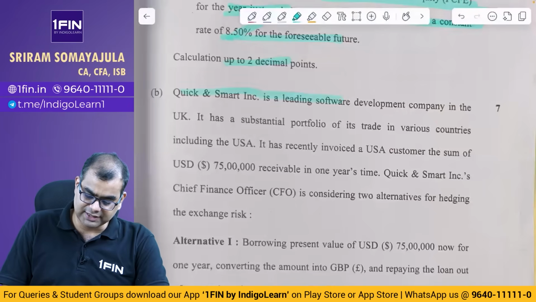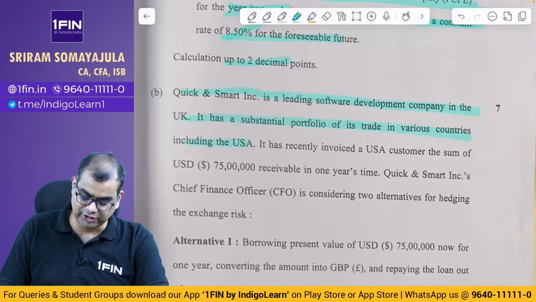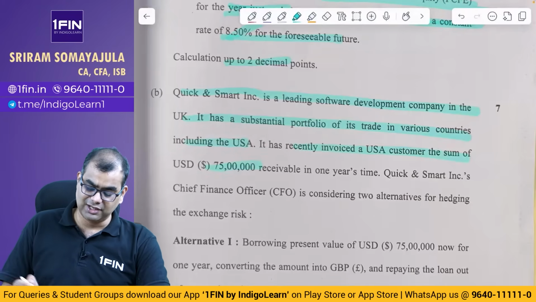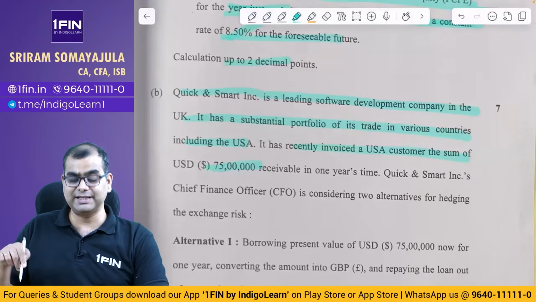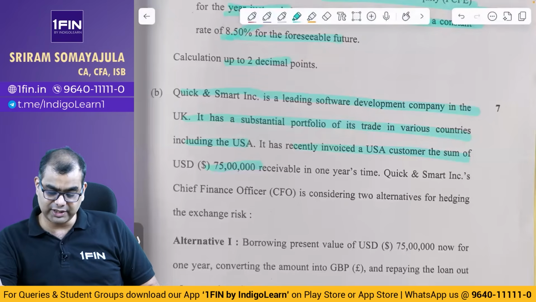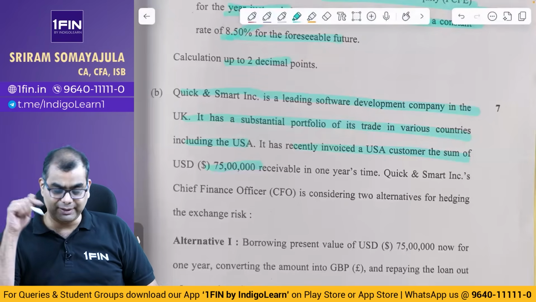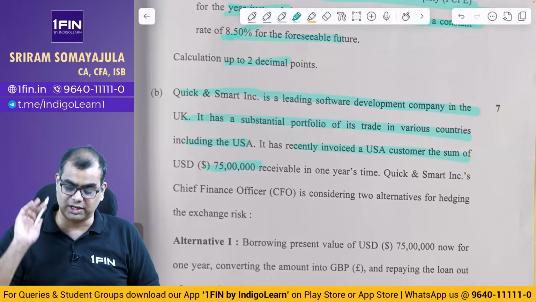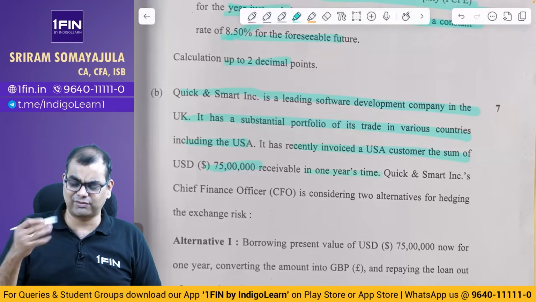Now, Quick and Smart is a leading software development company in the UK. It has a substantial portfolio of its trade in various countries, including USA. It has recently invoiced a USA customer a sum of 75 lakhs. So it is a company in UK. It is invoiced in USD. So I am based out of UK, selling to a US customer, and I've also invoiced in US dollars. Receivable in 1 year, after 1 year it will come.